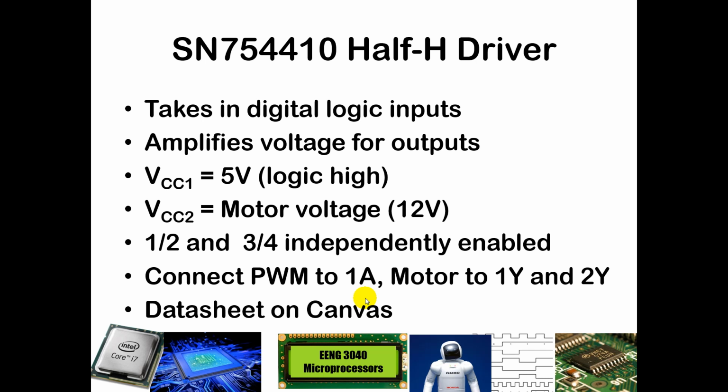On this particular chip, I will talk more about this when we get into the lab, but you will have multiple sides on there, and so you can independently enable one side and the other. We will connect the PWM to a 1 amp source that will have 12 volts, and we will have our motor output on the 1Y and the 2Y. The data sheet will be posted on Canvas. I will go over that more once we get into the lab exercise and once we talk about the in-class exercise.